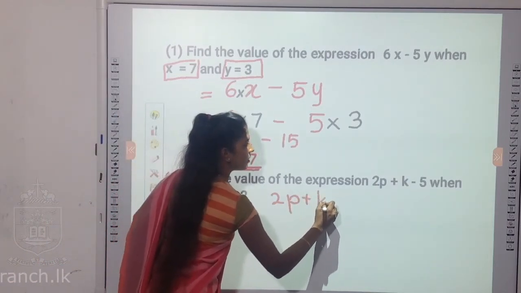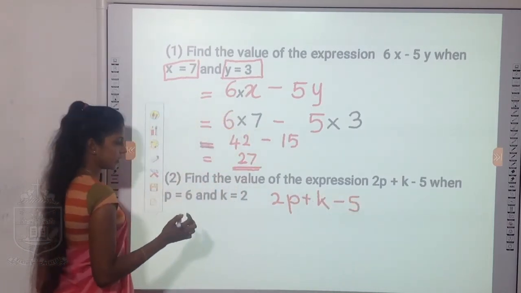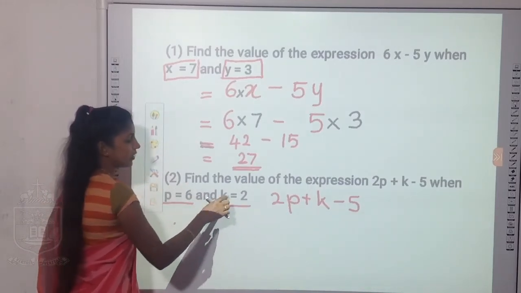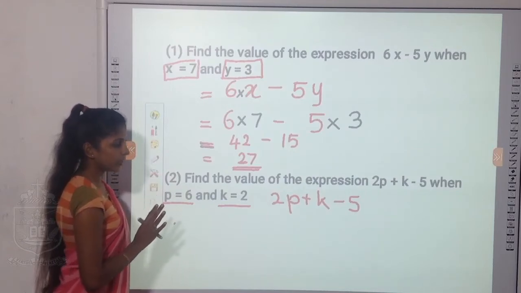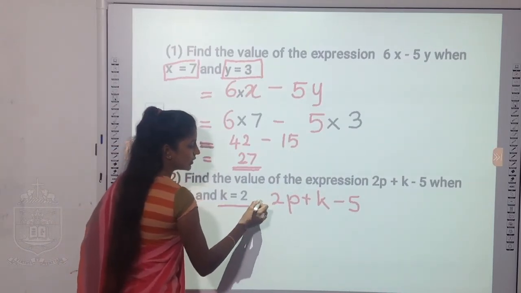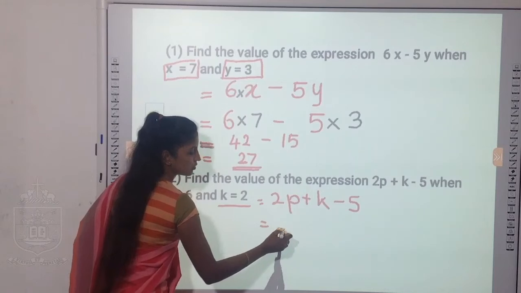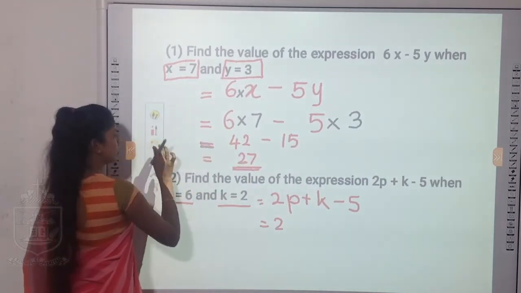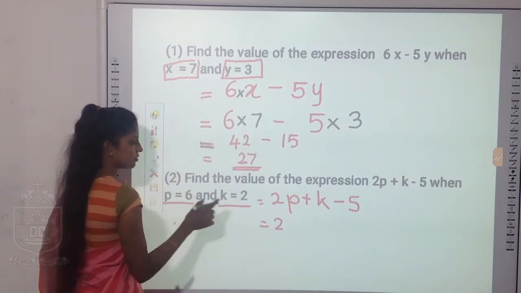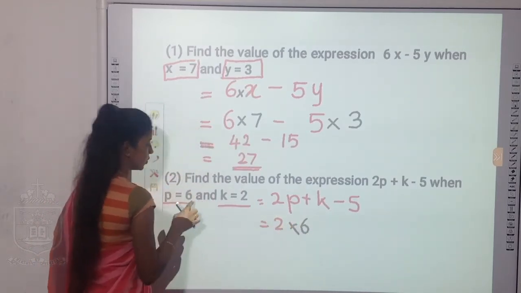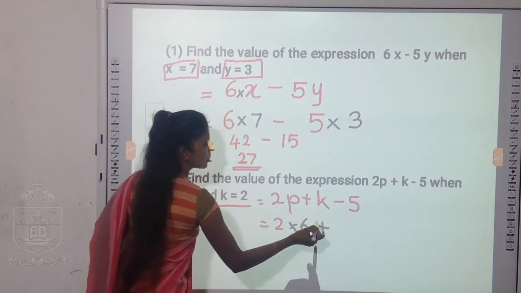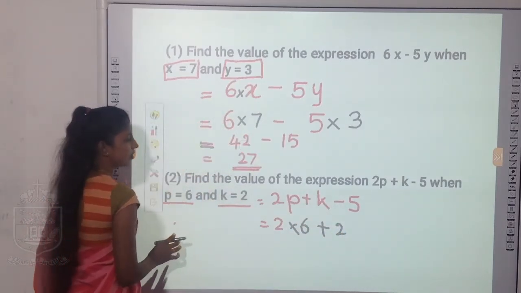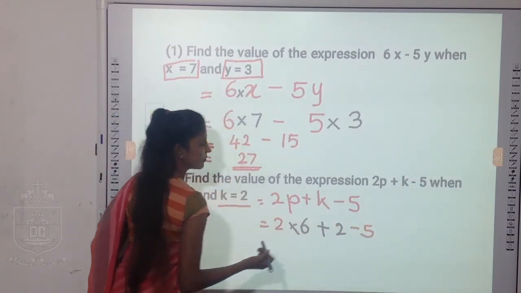2p plus k minus 5. Right, they have asked you to replace p using 6 and k using the number given as 2. So you have to write the other numbers, that is 2, I'm not going to change. Now instead of p you have to write 6, and then plus, instead of k you have to write 2, and 5 is there already from the expression.